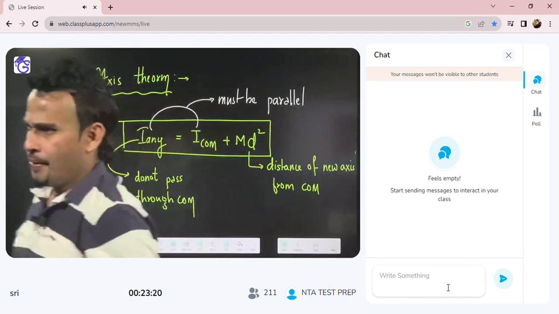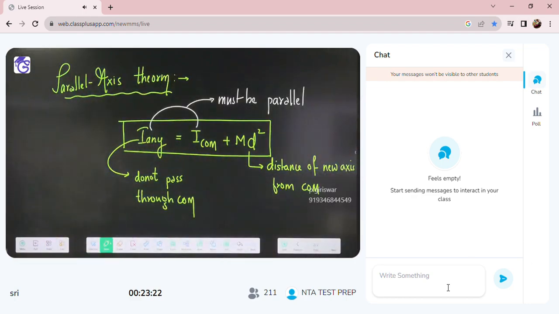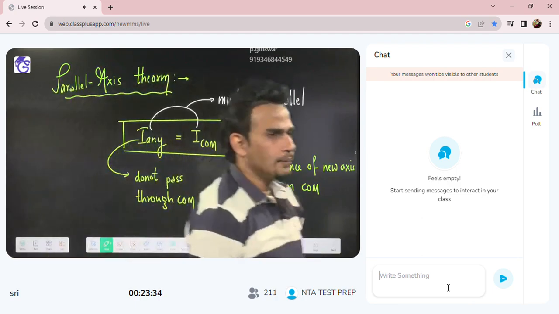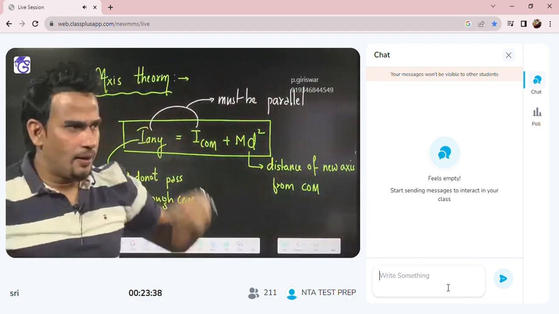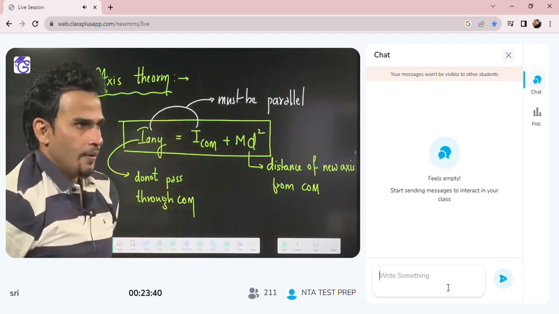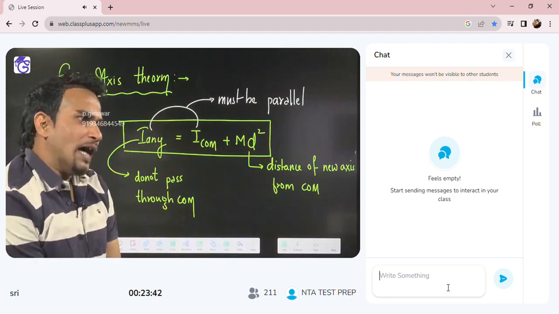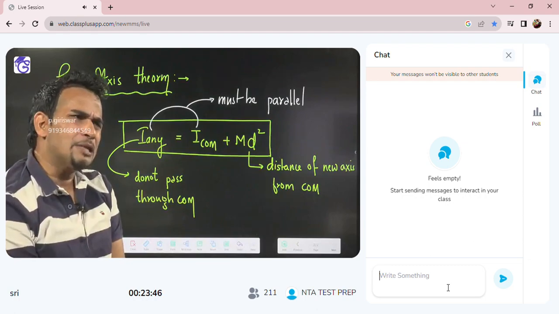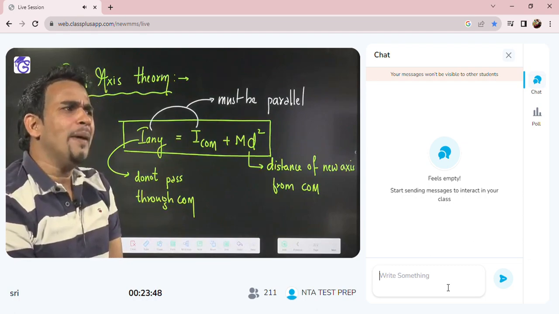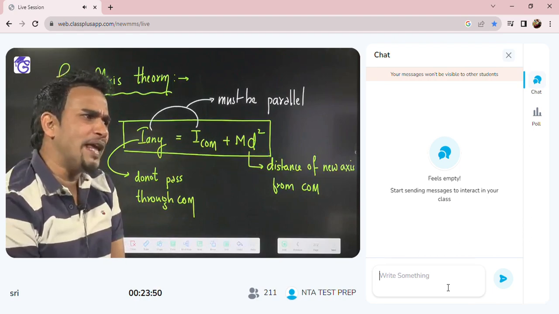Is it okay? We can compare moment of inertia of only two parallel axes. Out of them, one must be passing through the center. So these two axes must be parallel. So I any will be equal to ICOM plus MD square. Someone says, sir, why is the name parallel axis theorem? Because ICOM and INE both must be parallel.